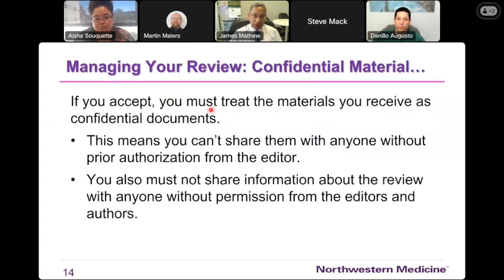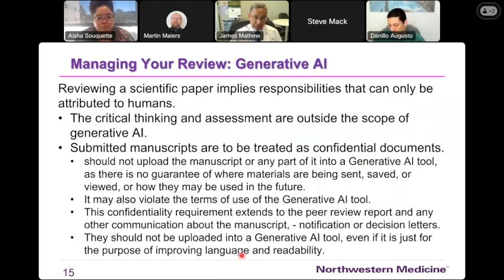If you accept, you must treat the material you receive as confidential. This means you cannot share them with anyone without prior authorization from the editor. You also must not share the information about the review with anyone without permission from the editors and the authors.